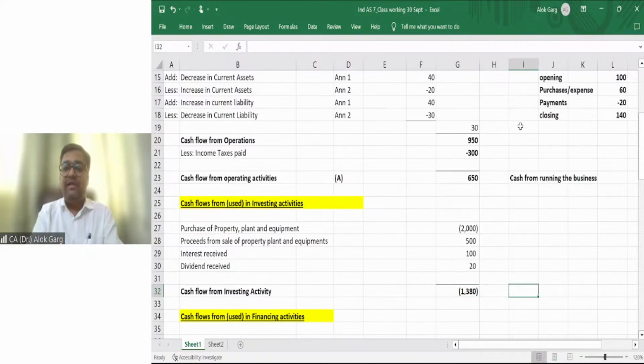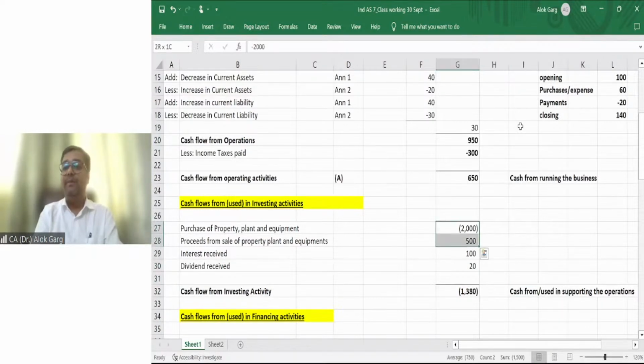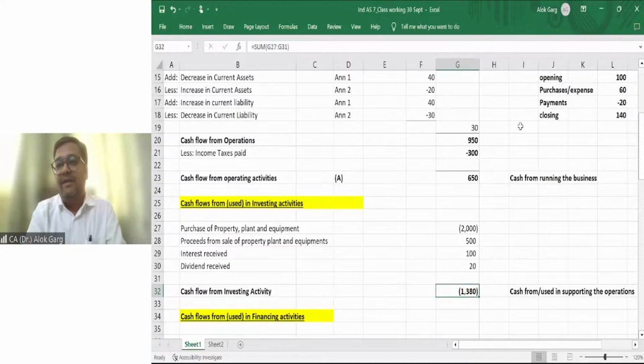So what is your investing activities? Investing activities is cash from or used in supporting the operations, right? Like you have invested in PPE, so you are supporting the operations. Okay. So friends, the negative cash flow from investing activity, is it good or bad?